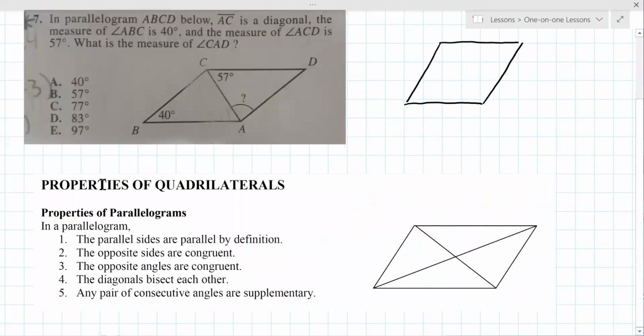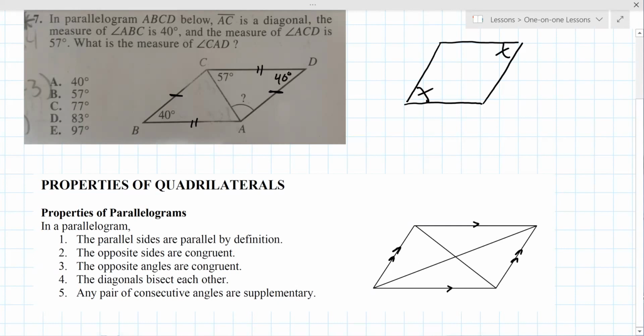It says, in a parallelogram, the parallel sides are parallel by definition. So that's kind of an obvious one. That means these are parallel, and these are parallel. Opposite sides are congruent. So that means that, like in your picture, this side is congruent to this side. This top side is congruent to this side, but that's not useful because you're looking at angles, okay? But opposite angles are congruent. Well, what does that mean? That means that this angle is congruent to this angle. So 40 degrees, 40 degrees.